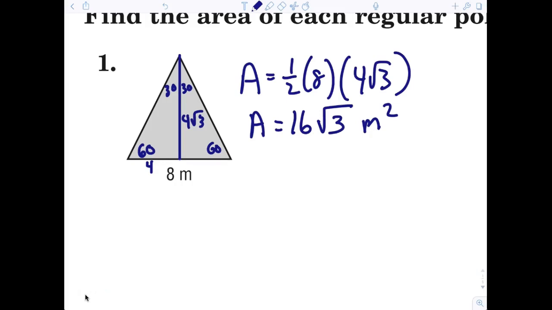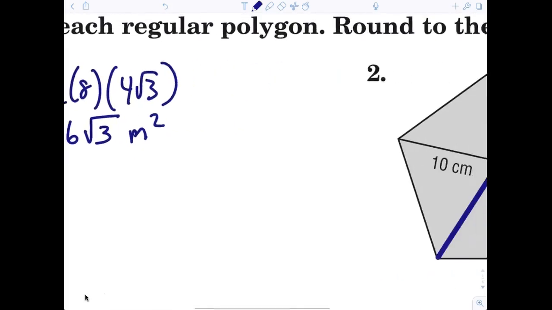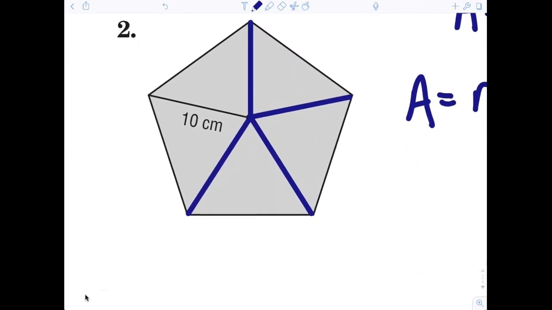Now we're going to move over to something a little bit more difficult. Number 2. Now you really have to listen to me on this. Because again, the hexagon is easy and the triangle is easy, but everything else is a little bit more difficult because you have to figure out sometimes what the base is, you have to figure out what the height is, and most of the time you're going to be using trig to do that. So let's take a look.